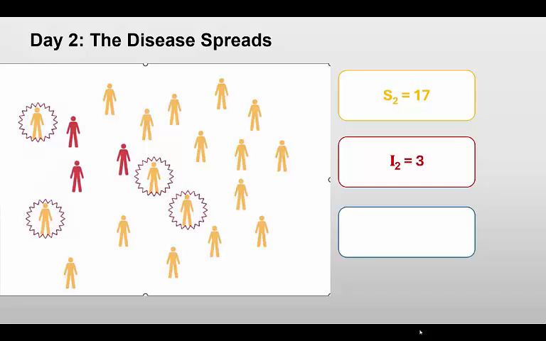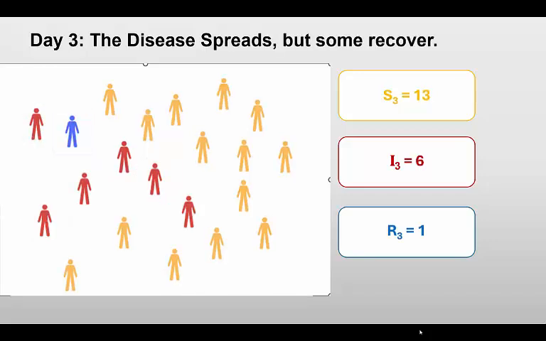As we know, with any infectious disease, such as a common cold or COVID, people eventually move from the infected compartment to the recovered compartment. So let's assume our initial person who's been sick for 2 days has now recovered and is no longer infectious. That leaves us with our day 3 model with 13 susceptible on day 3, 6 infected on day 3, and 1 recovered on day 3.